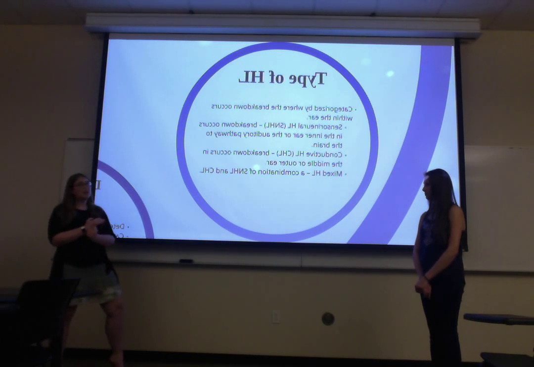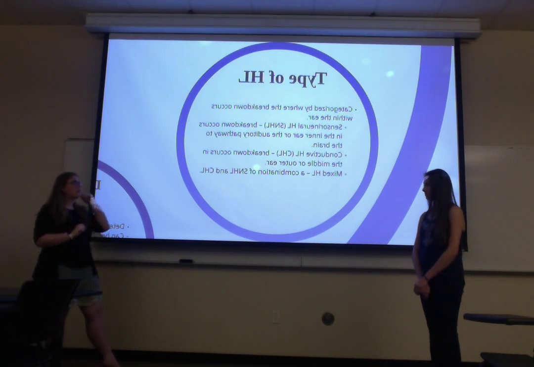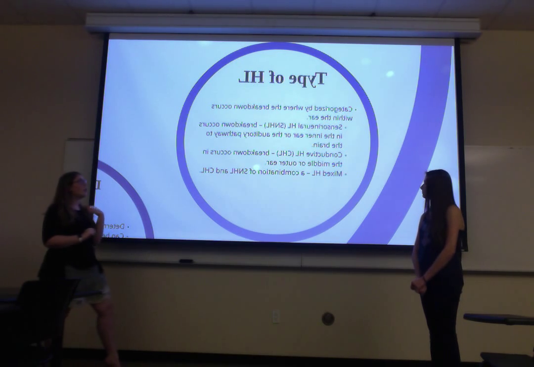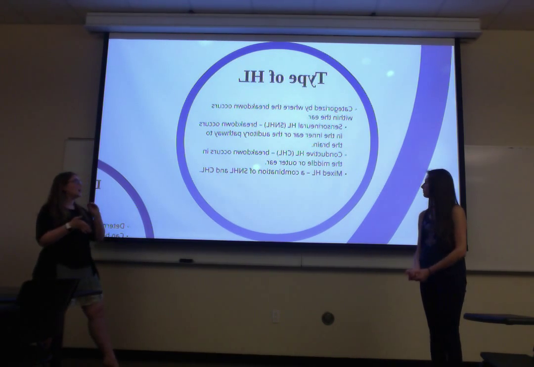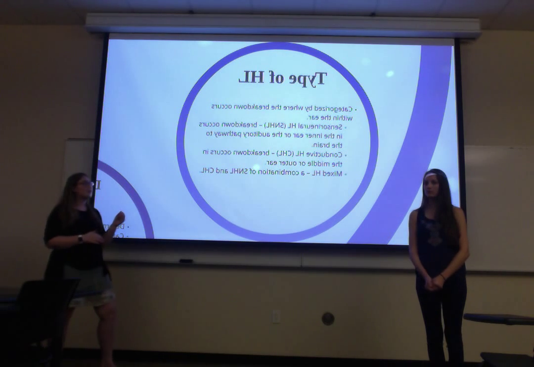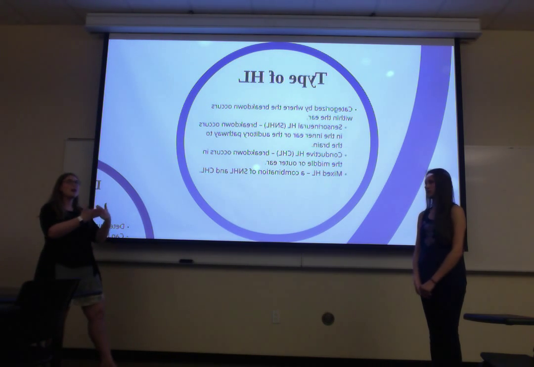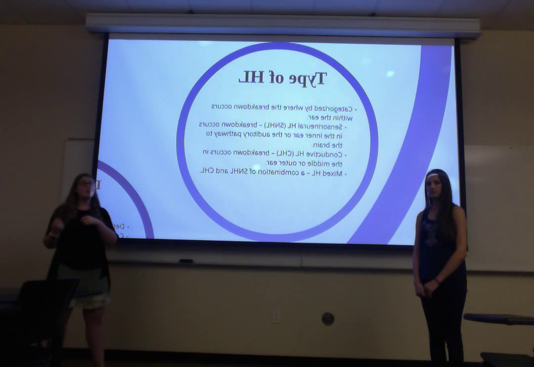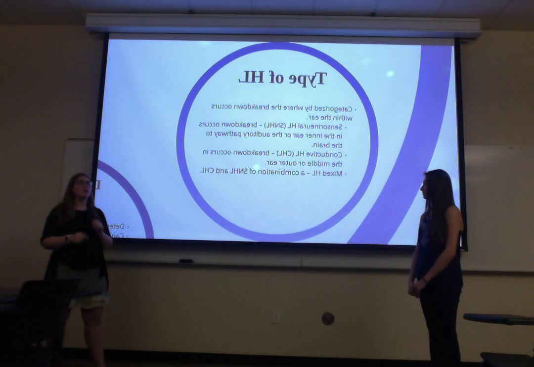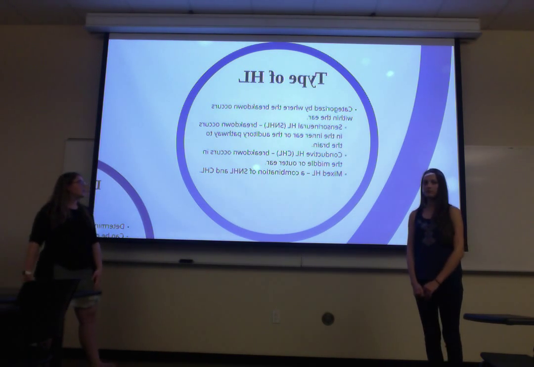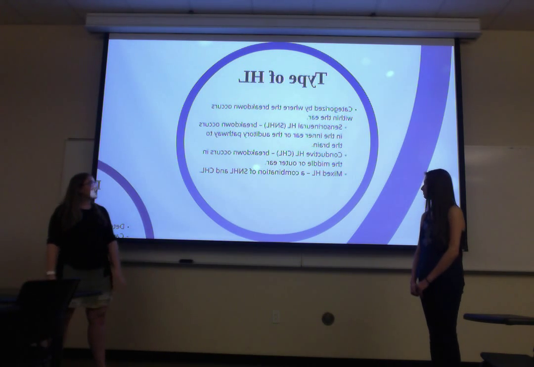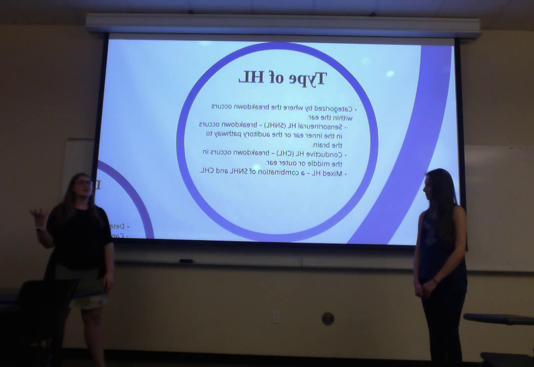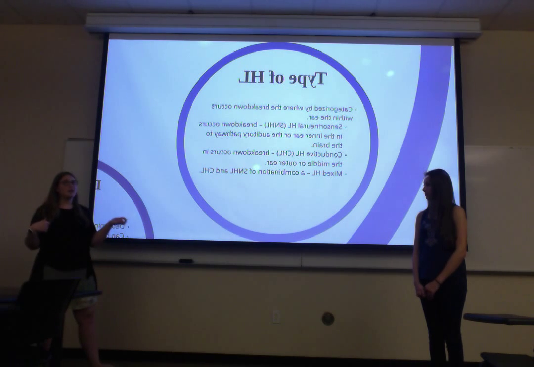There's sensorineural hearing loss, which is basically a breakdown occurring in your inner ear, or it could also occur in the auditory pathway to the brain. There are many different areas within the inner ear and the pathway where it can occur. There's also conductive hearing loss, a breakdown of either the middle ear or the outer ear. It could be one or the other, or even both. And then lastly, we have mixed hearing loss, which is a combination of sensorineural hearing loss and conductive hearing loss.